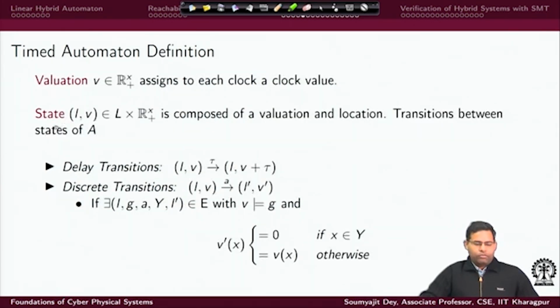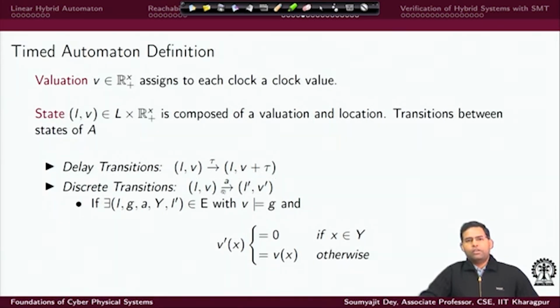And next we have a valuation. It is also something we have already discussed, that earlier valuations assigned values to any variable, and now it will just assign a value to a clock variable. And with such valuations you can have delayed transitions, like with time just elapsing, your clock variables will just increase by some time tau.